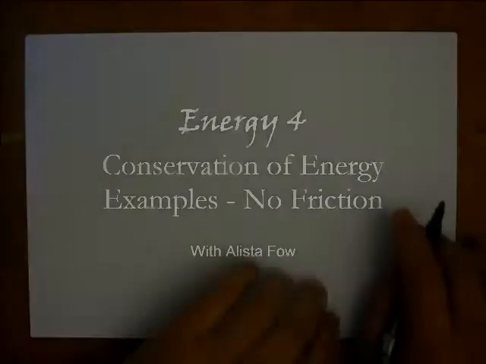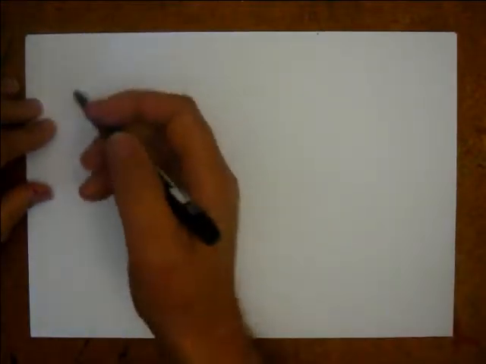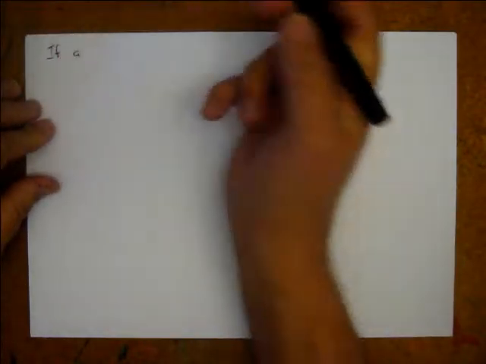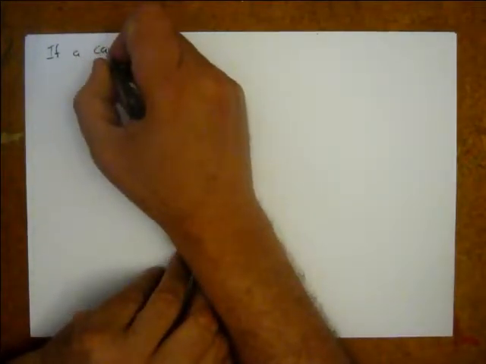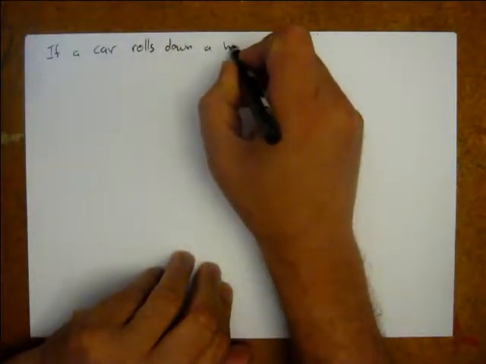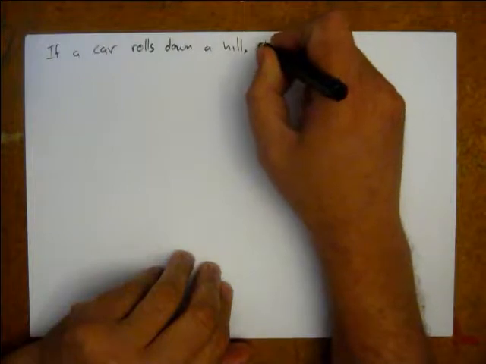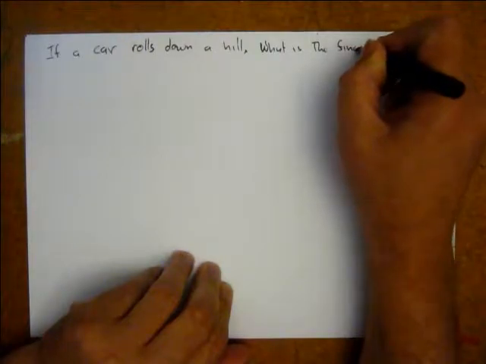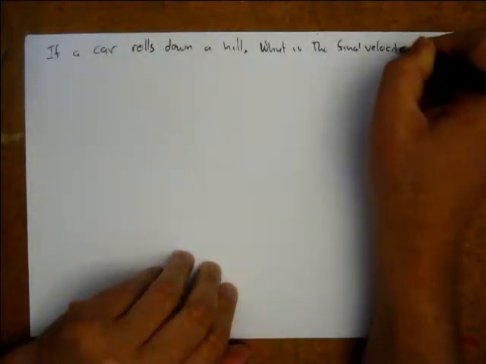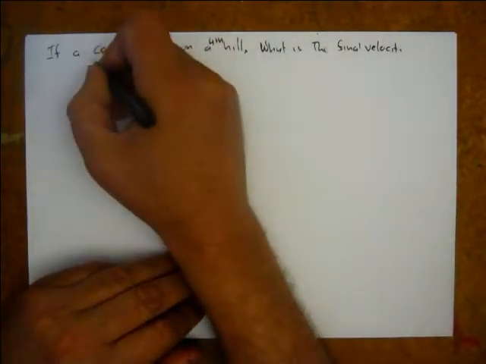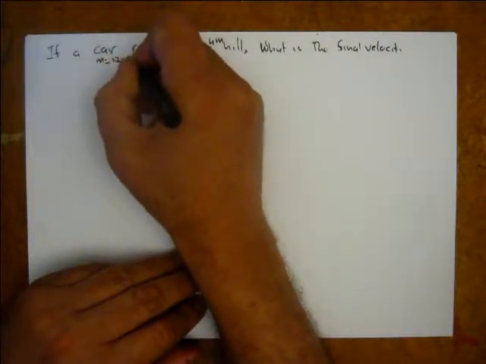Let's deal with some more complex issues like work, conservation of energy, friction. Okay, so we'll do an example here. If a, I don't know, car rolls down a hill, what is the final velocity? Let's do that for example. Let's do a simple one and then we'll add some friction into it. So let's make that a 4-meter hill. Let's make the car mass equals 1200 kg.